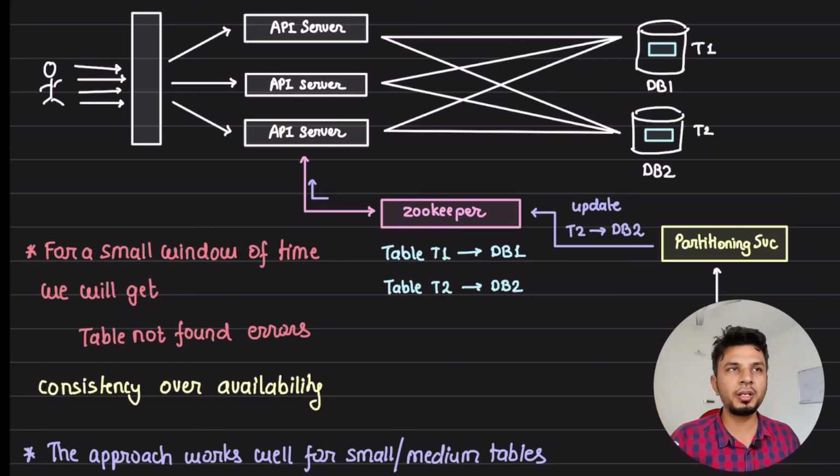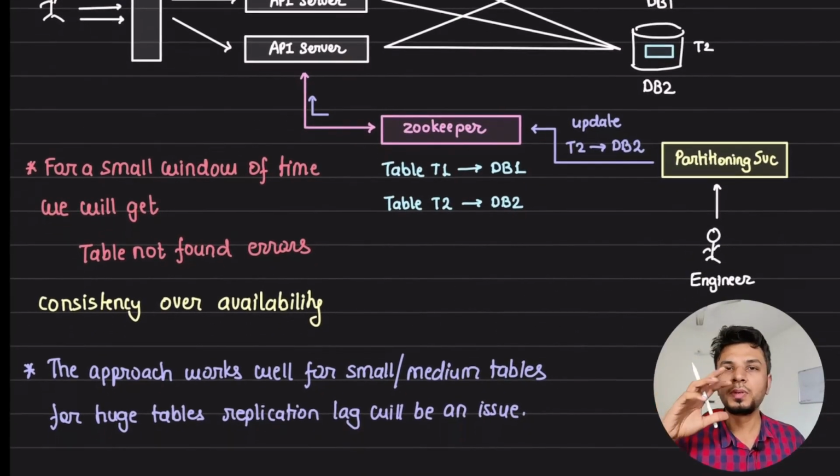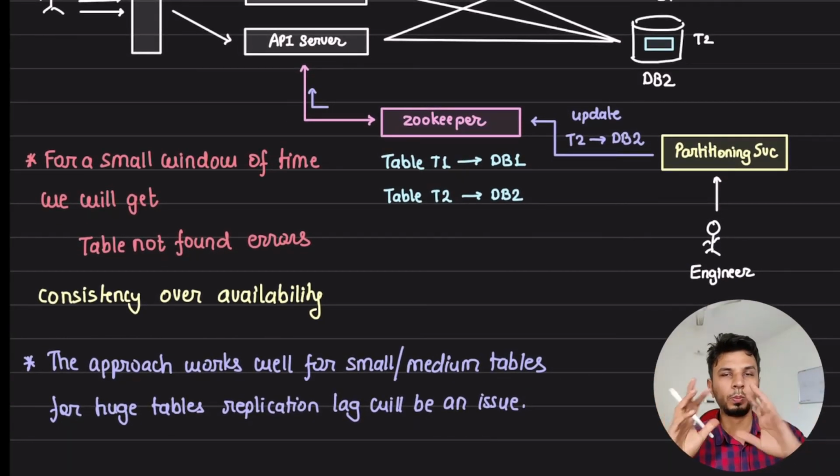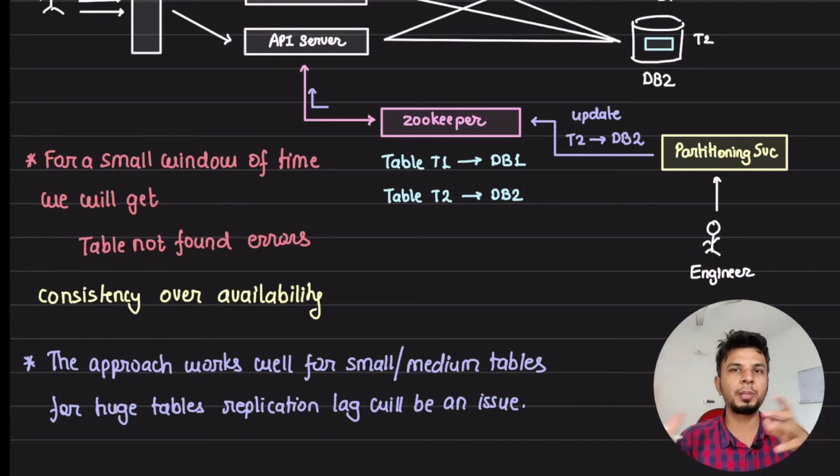So whenever you are moving a table from one database to another, you would typically want to move small or medium sized tables, instead of moving a huge table from one database to another. Right. So this is just one minor caveat that we have to remember whenever we are implementing vertical sharding.